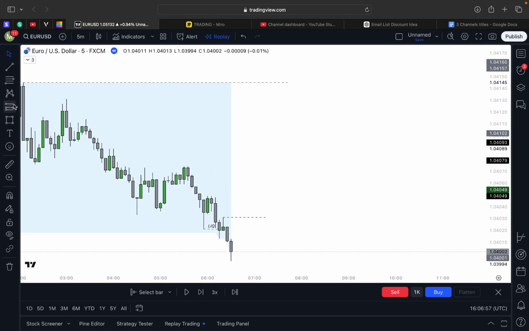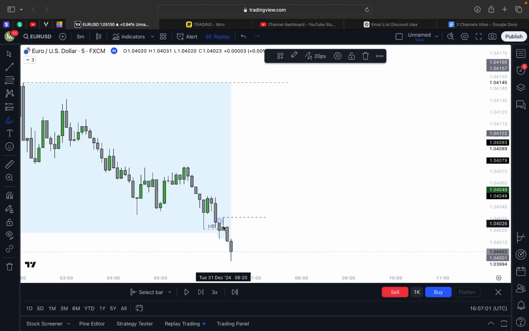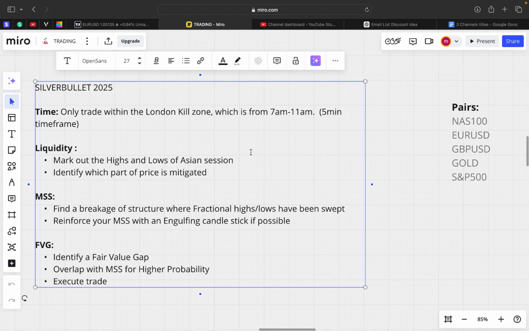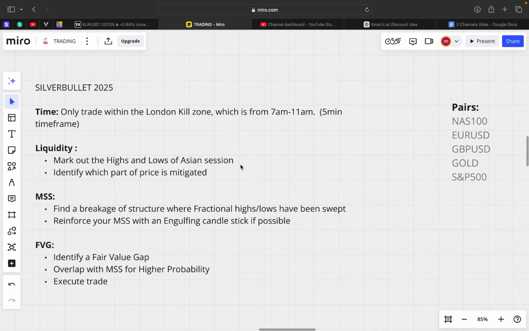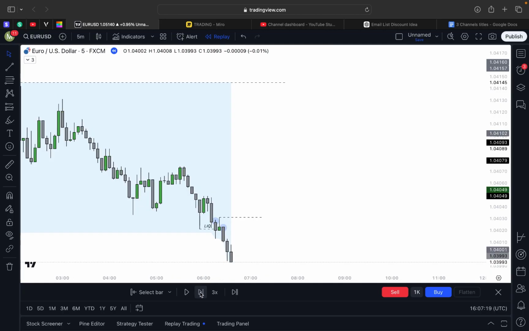And you might be asking, why is that the most recent fractal high? It's because the candle before it, you can see, and the candle after it did not go above this candle, which makes this the most recent high. Okay, once we find this, we need to reinforce it with a market structure shift with an engulfing candlestick if possible. That makes the win rate of this strategy so much higher. It makes it 99% up to 100%.